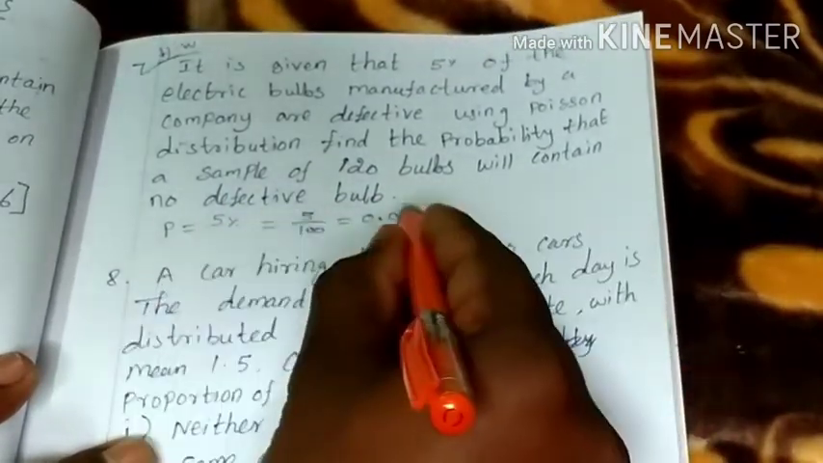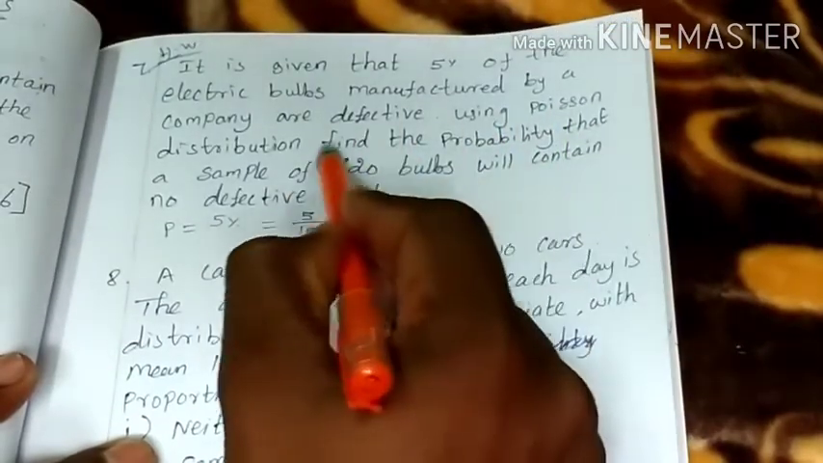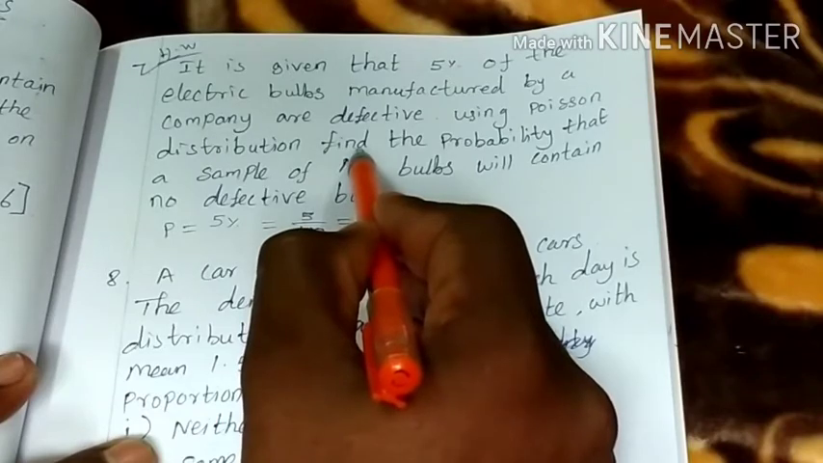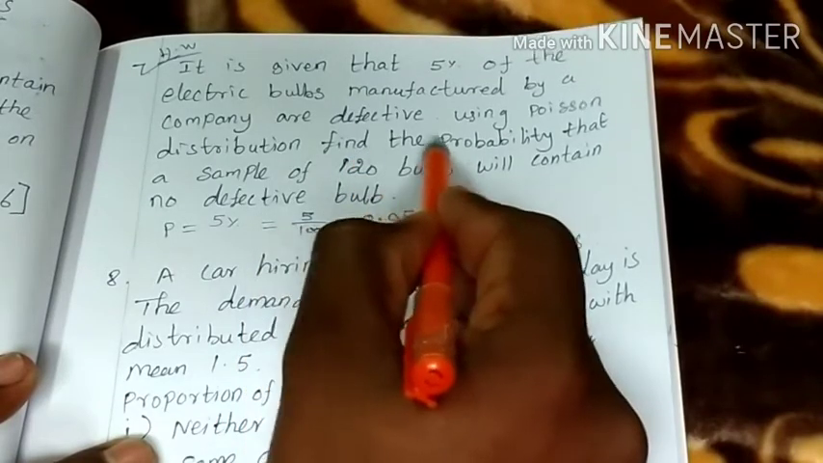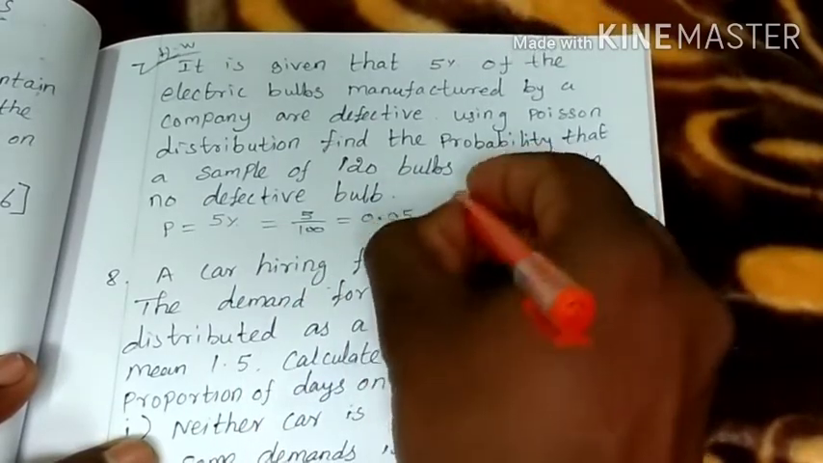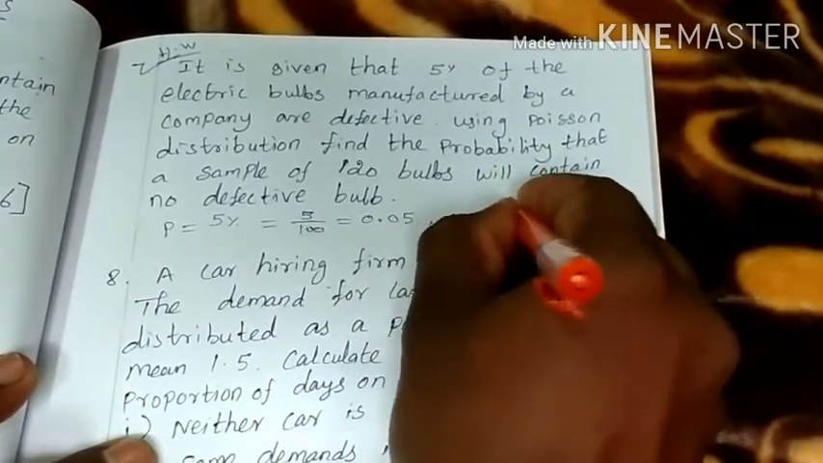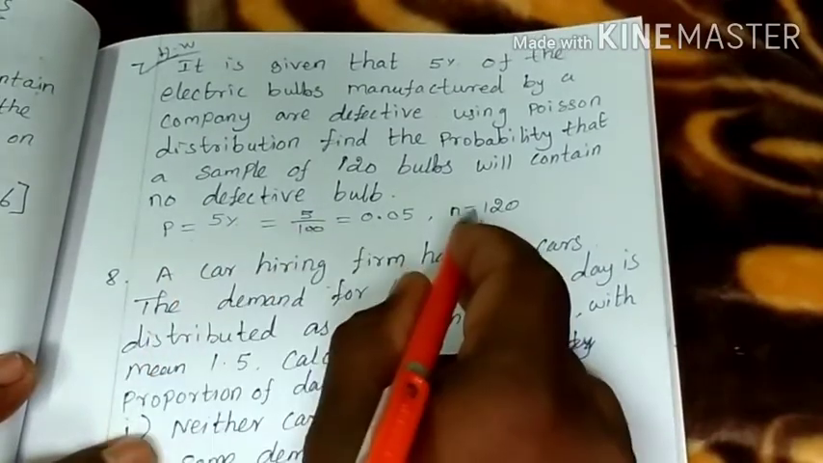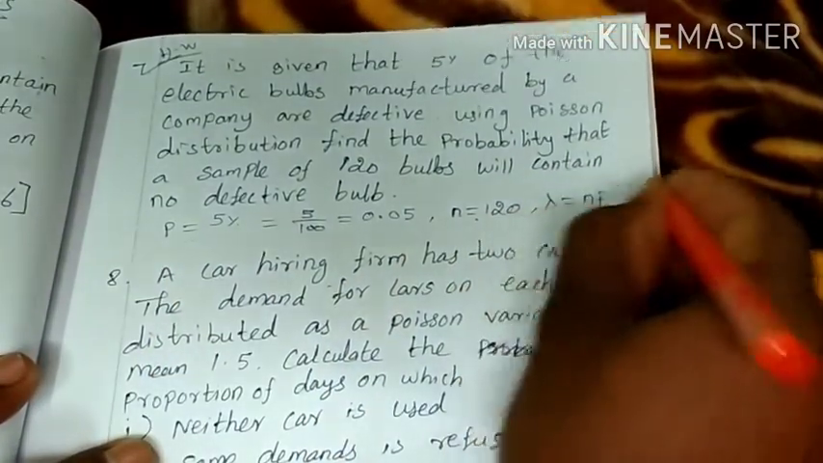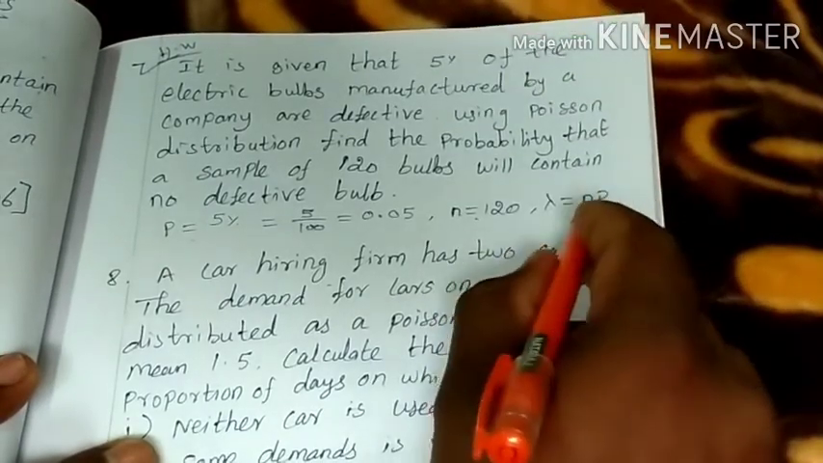Now we have P. Then, to use the Poisson distribution, we need the lambda value, so we want to find that. Find the probability that a sample of 120 bulbs, so the number of bulbs is 120. Now we have P and N. What is the lambda formula? Lambda is equal to NP. That means the mean value is NP.